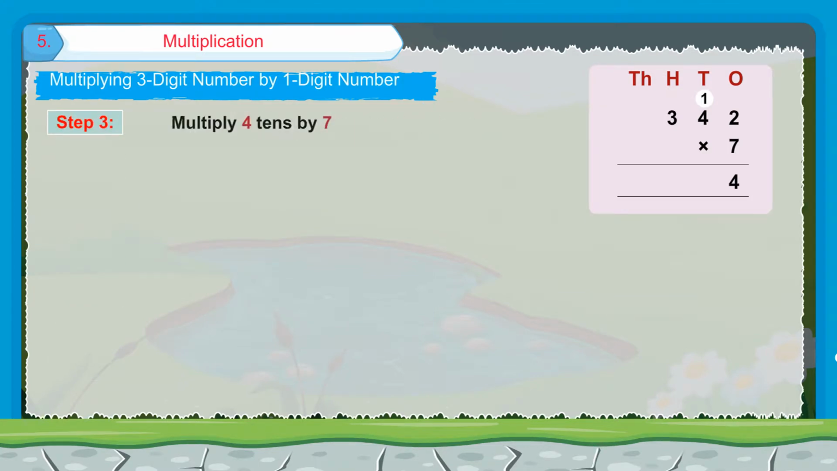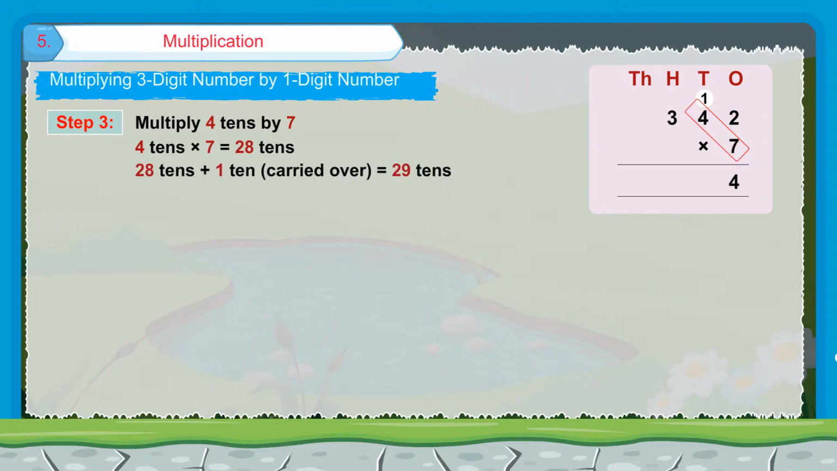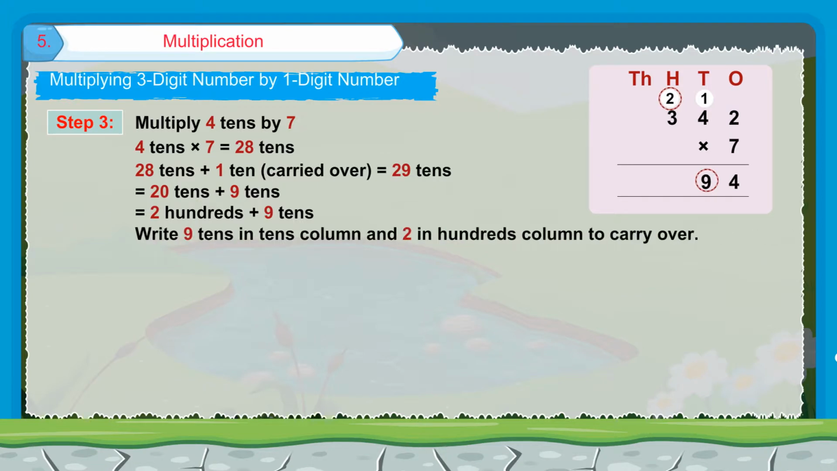Step 3. Multiply 4 tens by 7. 4 tens into 7 is equal to 28 tens. 28 tens plus 1 ten carried over is equal to 29 tens, is equal to 20 tens plus 9 tens, 2 hundreds plus 9 tens. Write 9 tens in tens column and 2 in hundreds column to carry over.